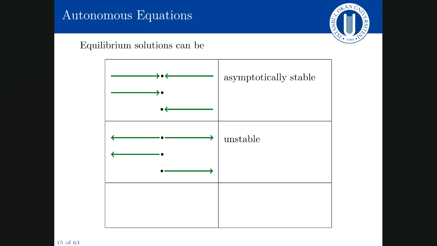If the opposite happens, if all of the green arrows are pointing away, then we know that the equilibrium solution is unstable. And finally, if we have an interior point where the arrow on one side is pointing away, but the arrow on the other side is pointing towards, then we have that the equilibrium solution is semi-stable.